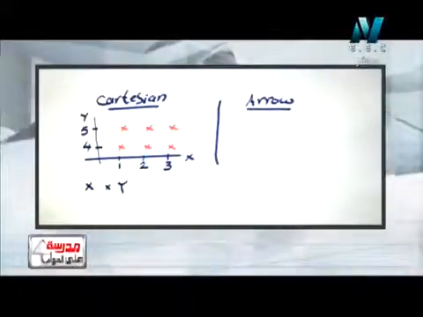What about the second type of diagram, which is called an arrow diagram? We make two columns. Very simple way.